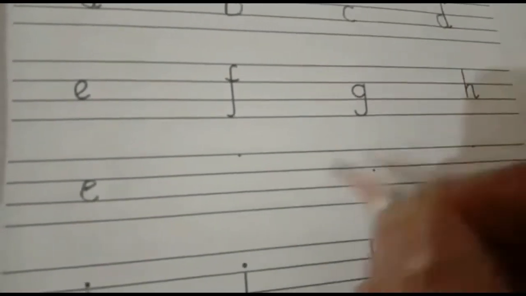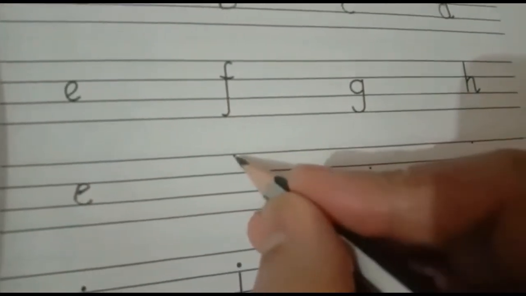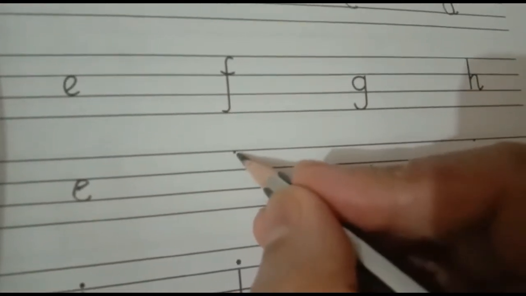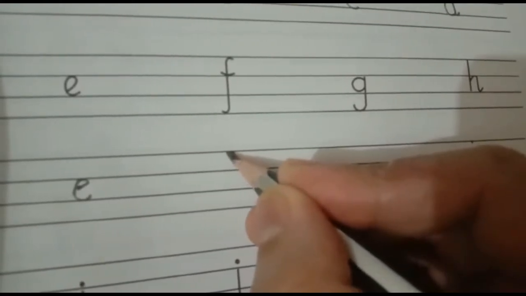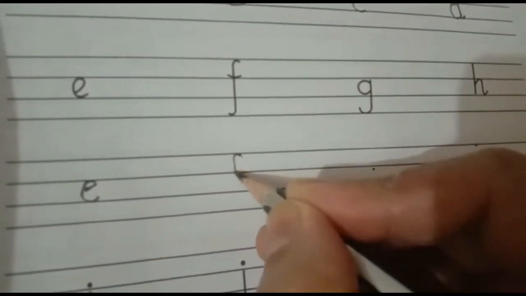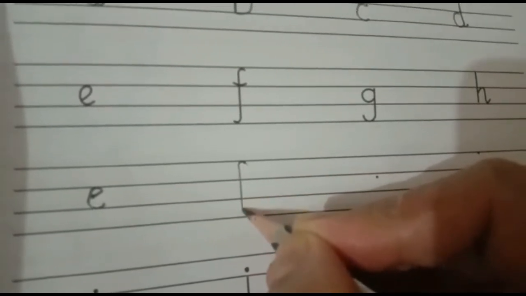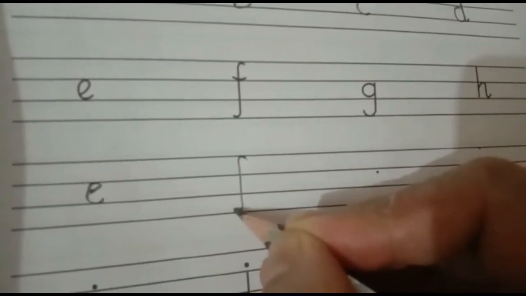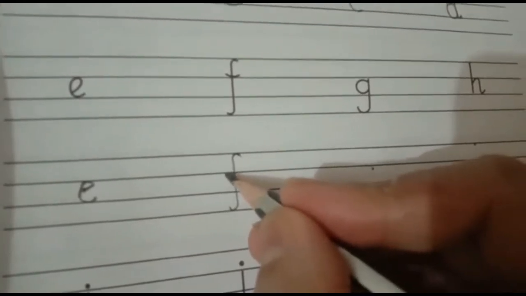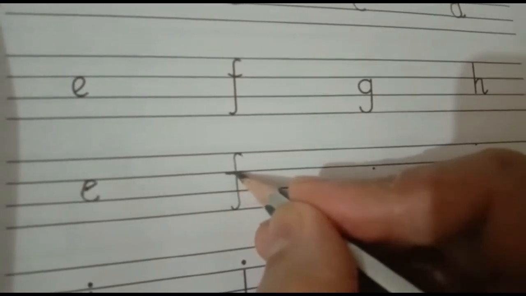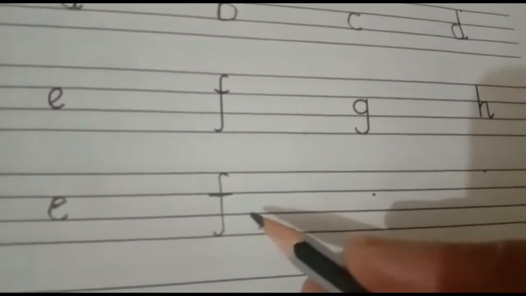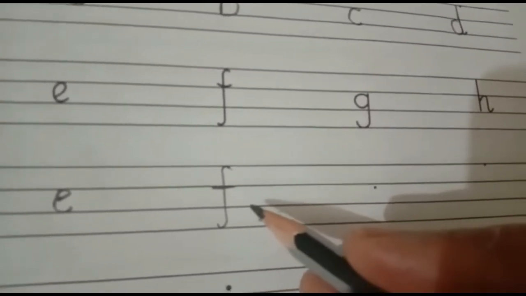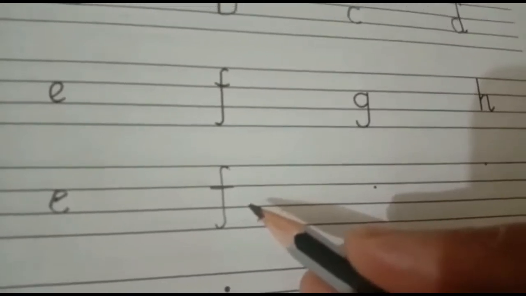Okay, next letter, what comes after letter E? Letter F. For small f, for lowercase f, you will start from the top line. First you will make a little curve. Now come down, touch the lower line, and here you will make a little loop, and then you will put a sleeping line on the middle line. Yes, this is lowercase f, and the sound of this letter is F.